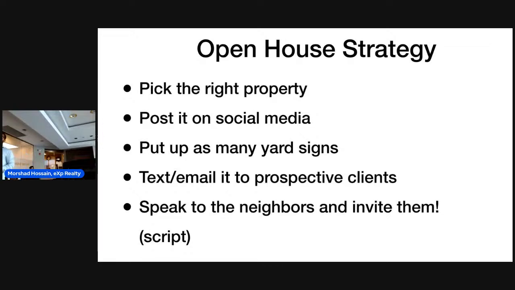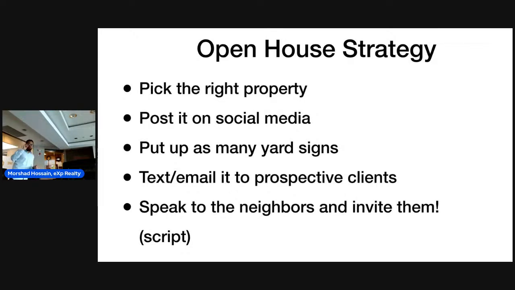All right. Now we've picked the right property. You want to post it on social media everywhere you can. Post it on your personal Facebook profile. Tag as many people as you can. Every time I post some stuff, I tag Ken, and then Ken shares it. Right? You can tag your mortgage people, whoever. If you're doing an open house in Voorhees, then share it in the Voorhees Facebook group, right? Put up as many yard signs as you can.